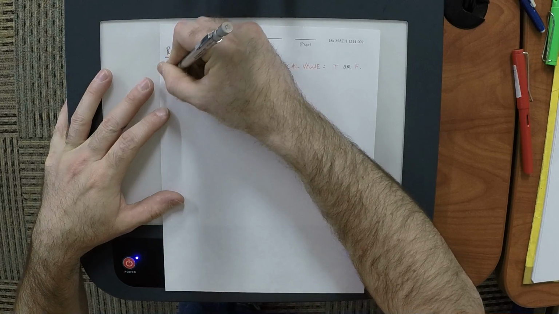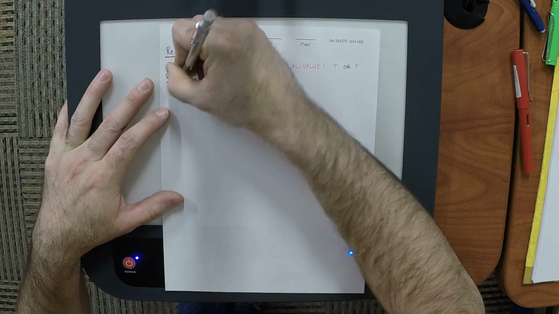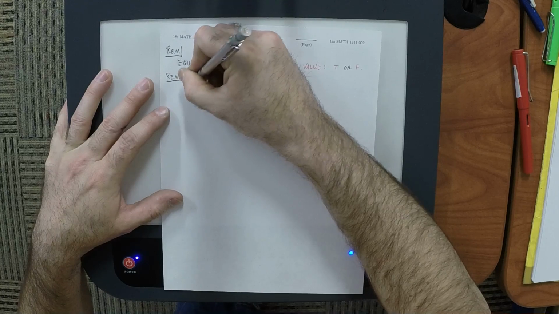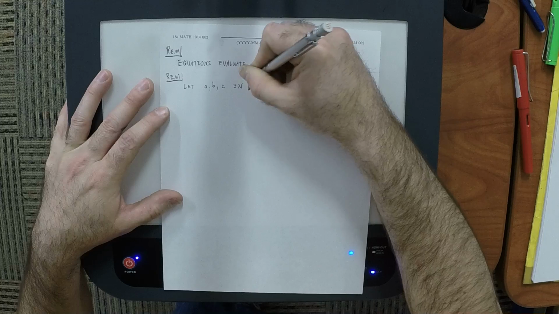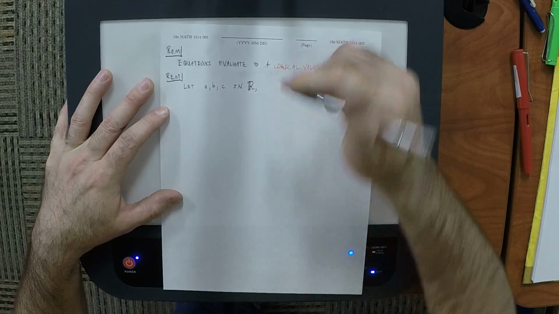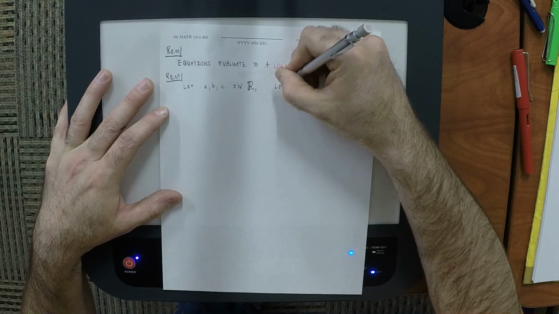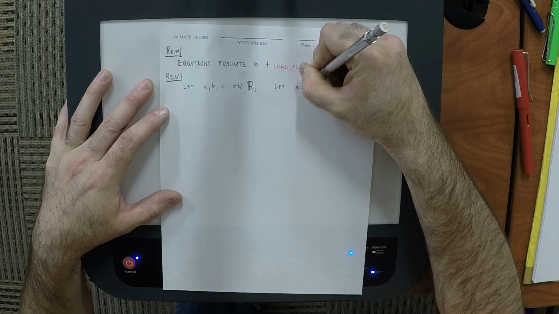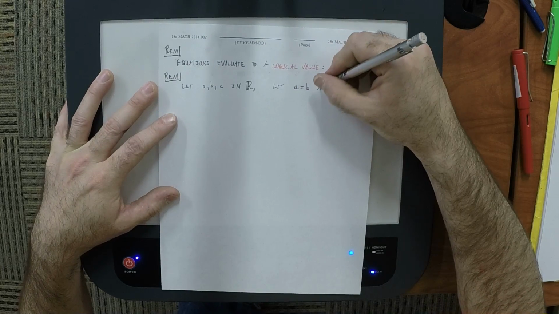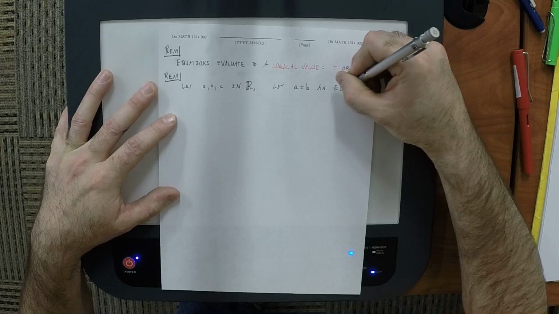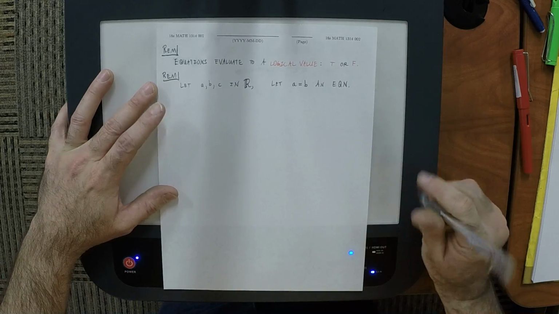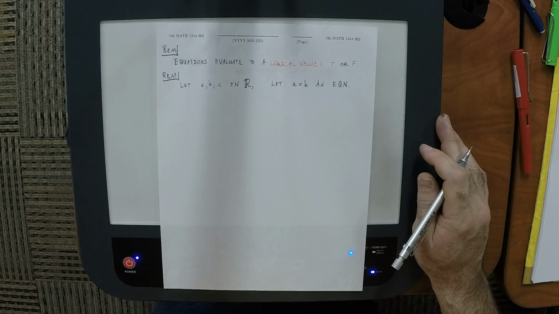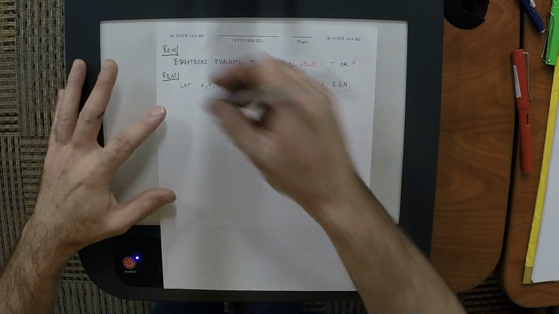Now we can begin this remark. I can say let A, B, and C be in the reals, and let A equal B be an equation. And understand what I mean by that. I'm not saying that A equal B, its logical value is true. I'm saying that it's just an equation. Its logical value could be true or false.